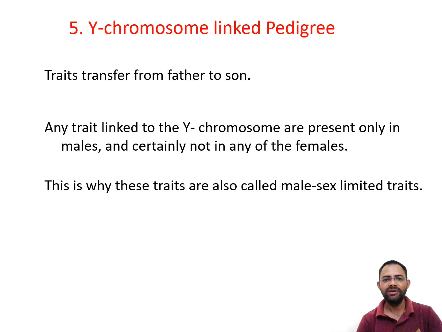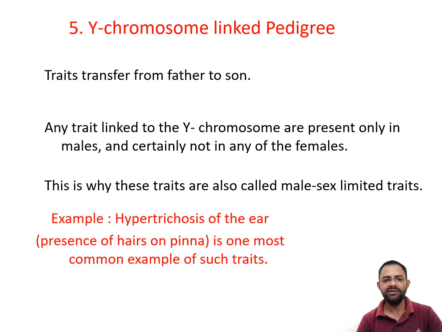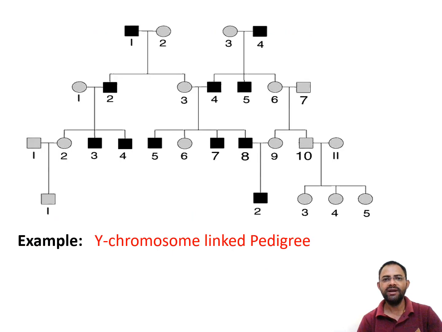The example of this type of traits is hypertrichosis of the ears, means the presence of hair on the pinna is one most common example of such type of traits. Now look at the example of the Y chromosome linked pedigree.